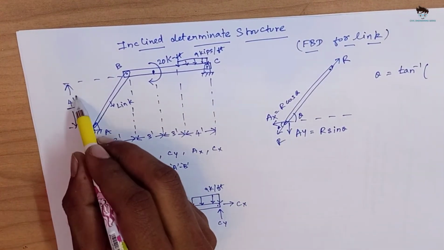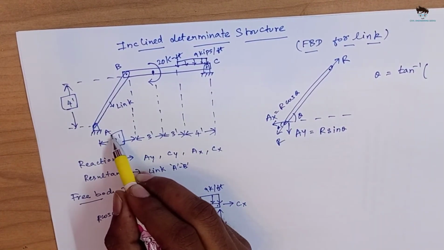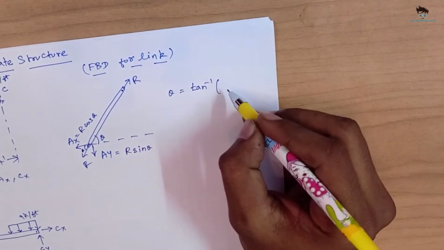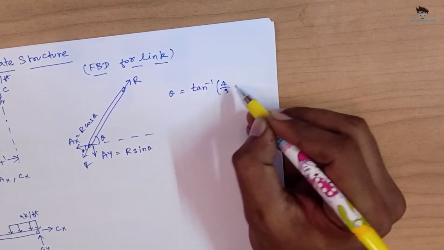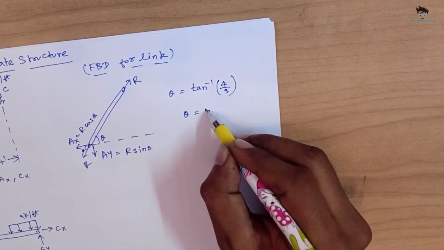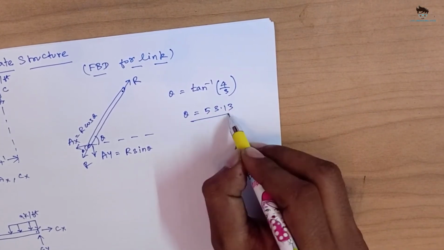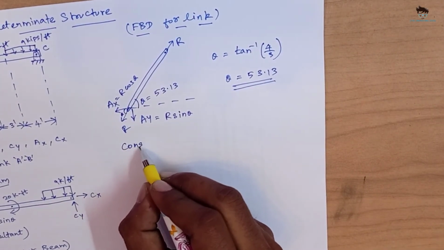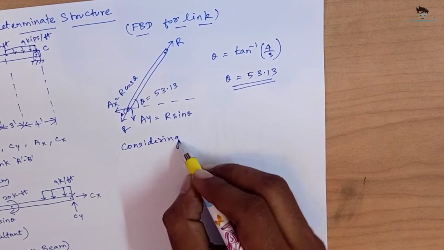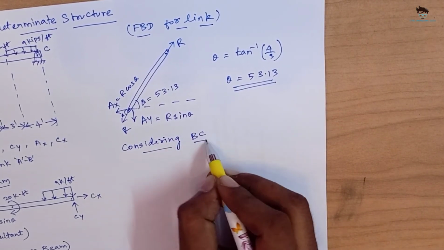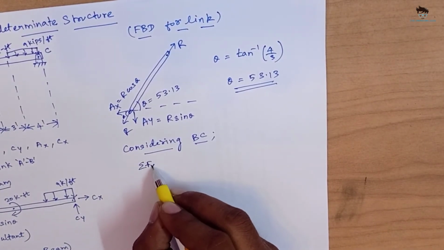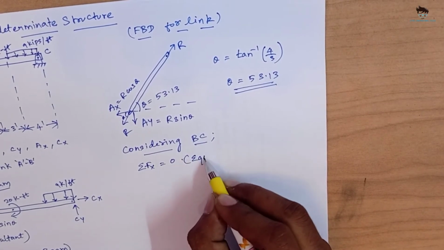The vertical height of the link is 4 feet and the horizontal distance is 3 feet. Therefore, theta is equal to tan inverse of 4 by 3. Which on simplifying we will get theta is equal to 53.13 degrees. Let's now begin to determine the reactions on the support C and the resultant force on the joint B. Considering the beam BC, let's use one of the equilibrium equations, that is summation of forces in the x direction is equal to 0.